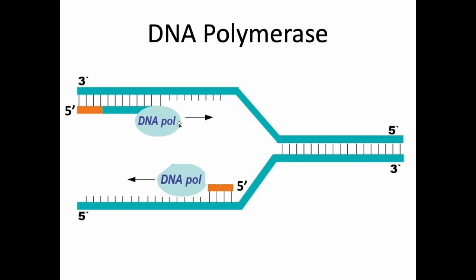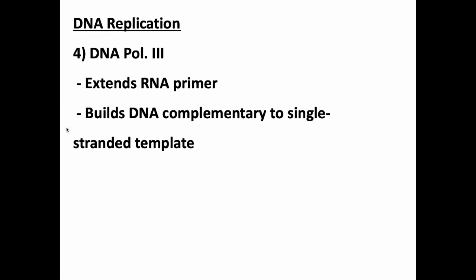Step number four, DNA polymerase, specifically DNA polymerase 3. There's going to be another one we'll bring up, but the one that's going to do the biggest part of all this is called Pol 3. And we can see it here. It's extending this primer. Again, it couldn't get started, but once there's a few nucleotides for it to build off of, it's going to just go to town building DNA, pairing A's with T's and C's with G's, creating double-stranded DNA, building this strand complementary to this strand here. So DNA Pol 3 extends the RNA primer, building DNA complementary to the single-stranded template.